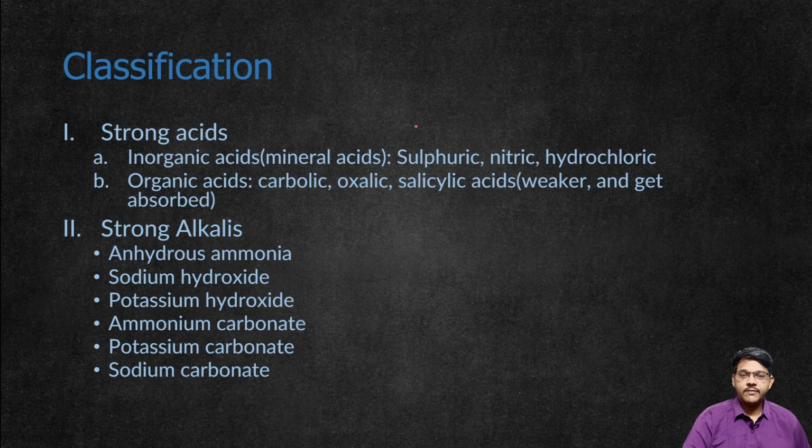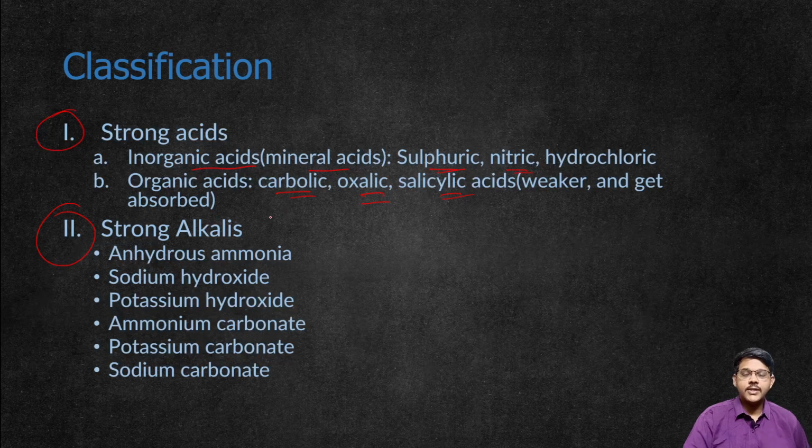Coming to the classification of corrosives, they can be divided into strong acids and strong alkalis. Strong acids include inorganic acids or mineral acids, which do not contain carbon compounds, like sulphuric acid, nitric acid, hydrochloric acid, etc. Organic acids have a carbon compound, like carbolic acid, oxalic acid, salicylic acid. These acids are weaker, but usually they get absorbed and have systemic effects compared to local effects. Both effects are present, but compared to inorganic acids, their action is weaker.